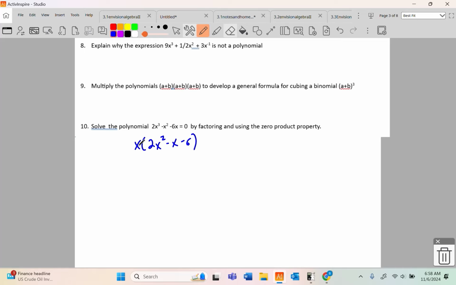And again, whatever you write needs to make sense. X times 2x squared is 2x cubed. X times negative x is negative x squared. X times negative 6 is minus 6x. Still equal to 0. Now we're going to try to create this trinomial right here.